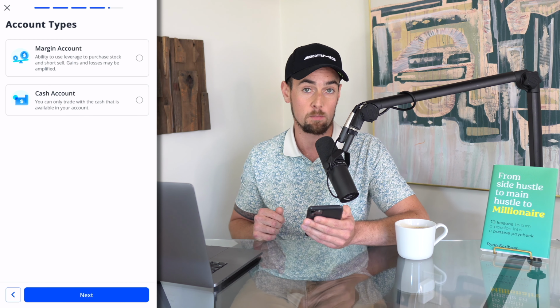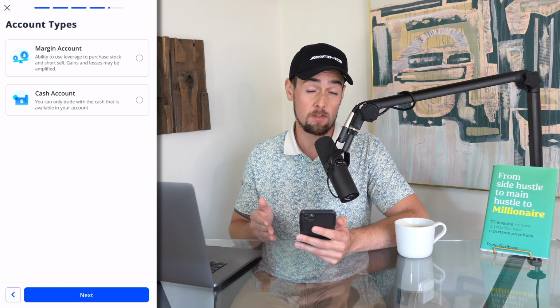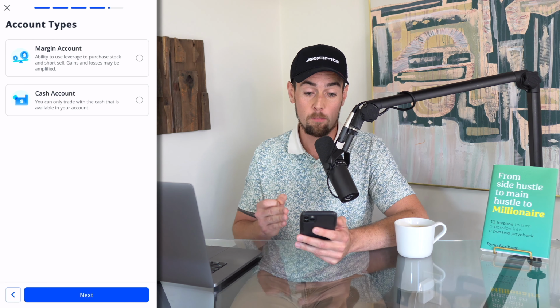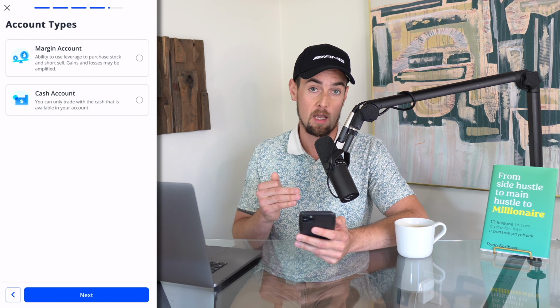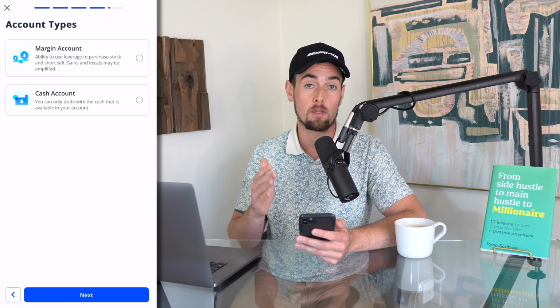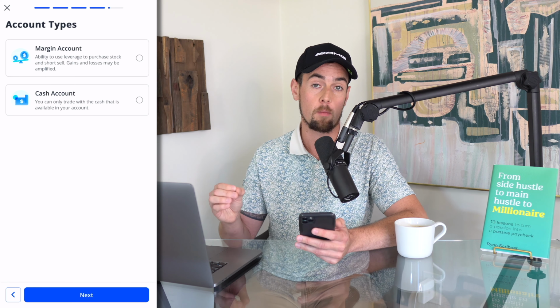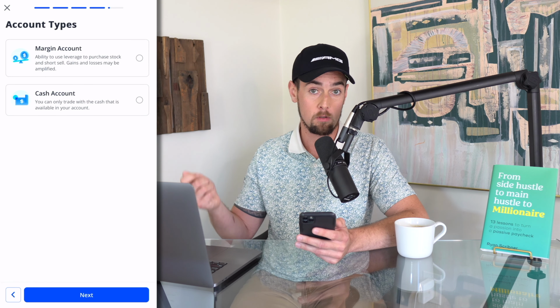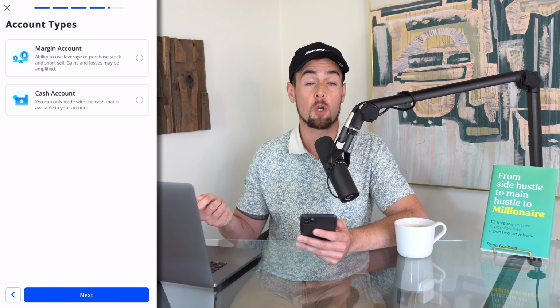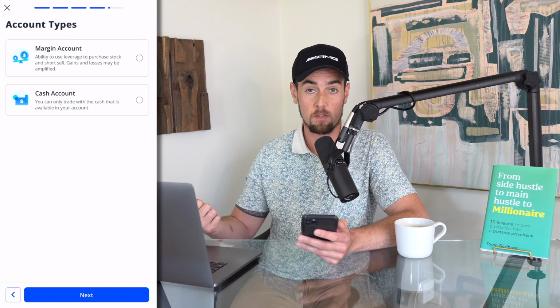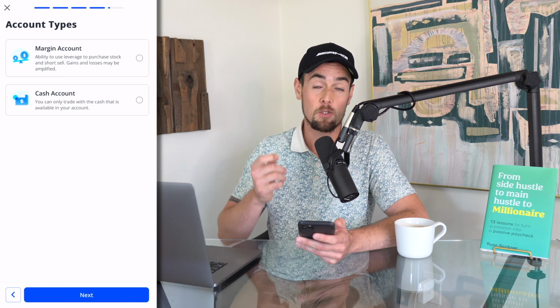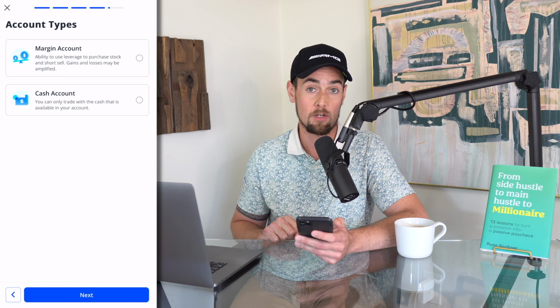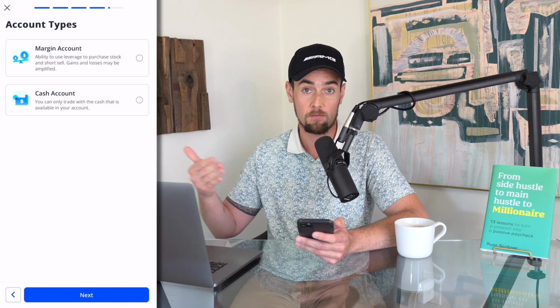So let's go ahead and explain the difference now. Just to keep things simple, for 99% of people, they're going to want a cash account. A margin account is going to allow you to borrow money from your broker, just like a personal loan, although instead of using that loan to pay for expenses or maybe buy some crap, you'd be receiving that loan to buy financial assets like stocks, ETFs, etc.